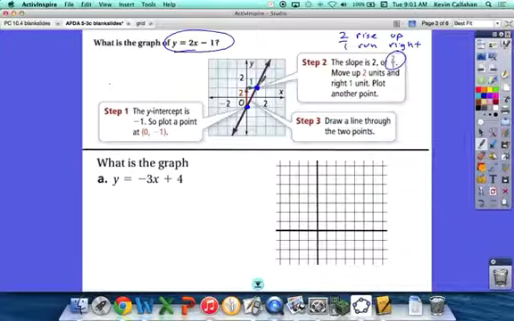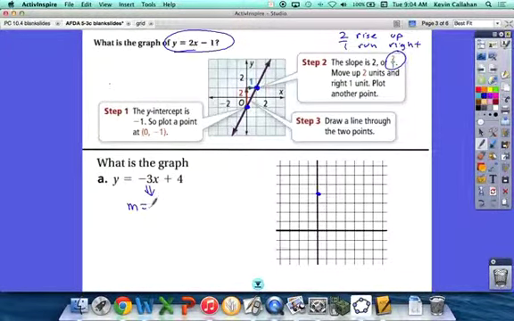Okay, it says y equals -3x plus 4. So first step would be to graph the y-intercept, 4. And now we need to find another point on the line using what? The slope. Now we need to use this.